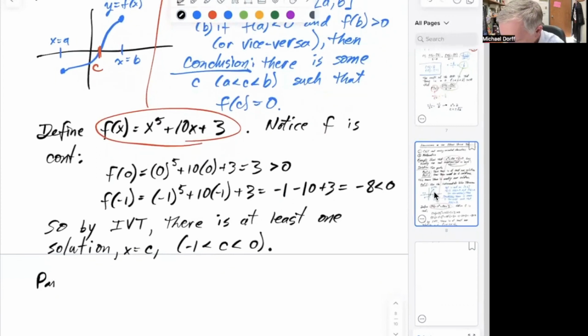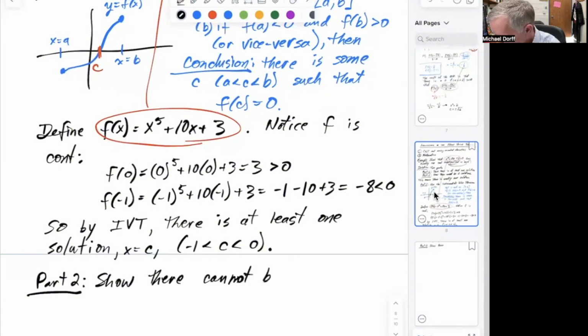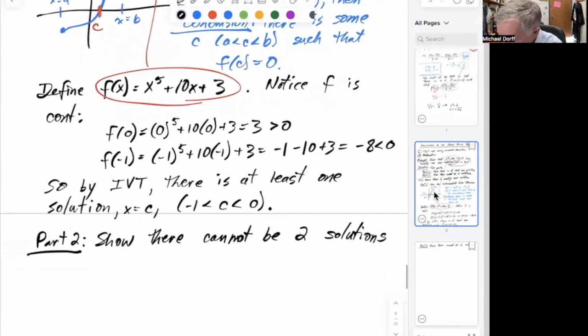Now, here's the new part. Part 2, show there cannot be two solutions. All right, and we're going to use the mean value theorem, of course, because that's what section we're in. We're going to use the mean value theorem and a proof by contradiction.